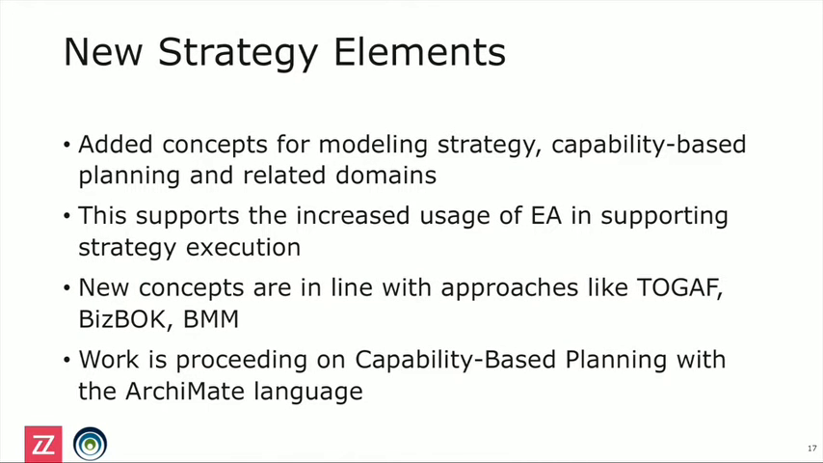So first of all, we added a number of strategy elements, a number of concepts for describing strategy, things like capability-based planning. They are really aligned with what we saw in other approaches, like the BizBoK, which was already mentioned this morning, the business motivation model, TOGAF, of course, the new OBA standard. So that's an important addition at the strategic level. We are working on a white paper on capability-based planning. The session this afternoon will tell you more about that. So this is an important addition.